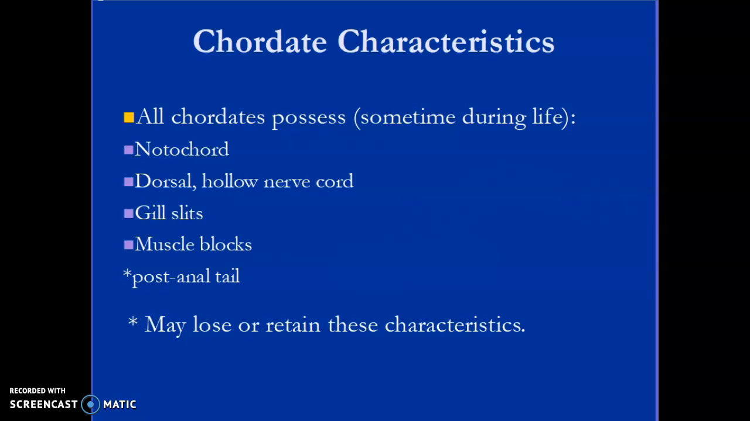Okay, so the first thing you need to realize is what chordate characteristics they have. These are 5 that I've put up here. Scientists agree definitely on 4 of those, and we'll talk about that in a minute. But they have these characteristics sometime during their life. They may lose them later on, they may not. So there's a notochord, a dorsal hollow nerve cord, gill slits, muscle blocks, and then a post-anal tail, which all that means is the tail is after the anus.